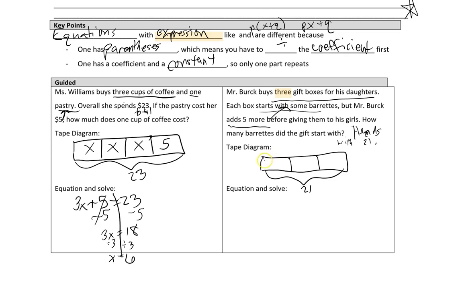And they start with something. We don't know what it is, but they start with something. And then he adds 5 more to each of them because he loves all his daughters equally. So here we have 3 groups, and in each group is x plus 5. Again, he gave the 5 to each of his daughters. His total is 21, so we're ready to solve. We're going to divide by this coefficient. Now we're saying, well, each of the boxes had 7 barrettes, but that was after he added the 5, so let's subtract that 5. And he started with 2.